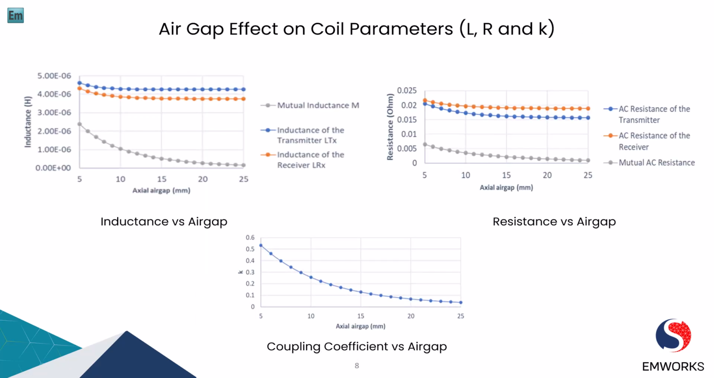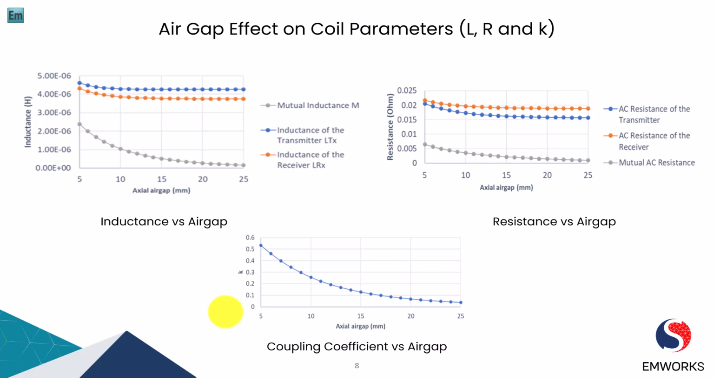Next, as we know, the air gap distance between the transmitter and receiver in a wireless power transfer system can significantly impact the coil parameters, including inductance, resistance, and coupling coefficient. The first parameter we will look at is inductance. As the air gap distance between the transmitter and receiver increases, the inductance of the coils decreases, which results in a decrease in the efficiency.